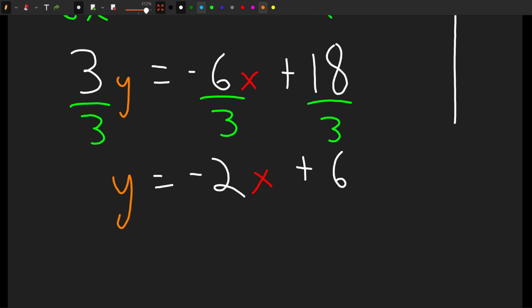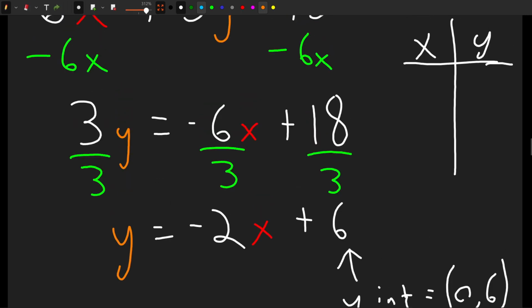Now that I have my equation in slope-intercept form, I can immediately find that the y-intercept is this value right here. And so that means my y-intercept is 0, 6. From there, you could also use the slope to determine another point, but I'll just use the t-chart that we have. So I know that my y-intercept is 0, 6.